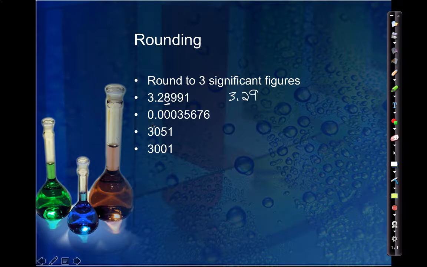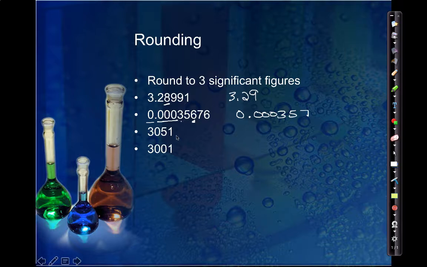So now we look at this one. Well, this is not significant, nor are any of these zeros. So we go to the third significant number, which is 1, 2, 3. It's the 6. There's a 7 behind the 6, so the 6 gets rounded up. So leave the zeros there as placeholders. So 3, 5, 7. And that's 3 sig figs.